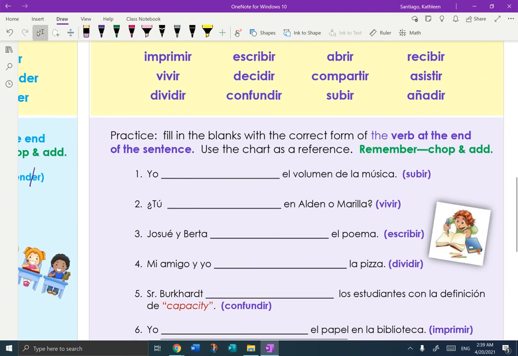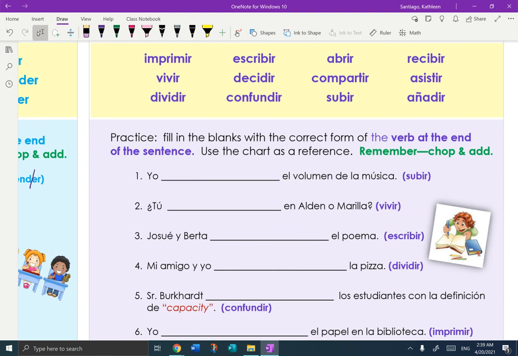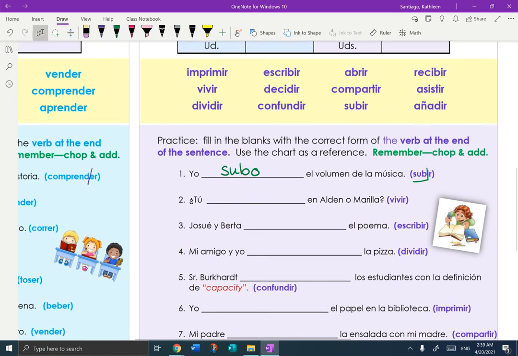Okay, again, let's do number one together. So, yo blank el volumen de la música. Okay, subir, I'm going to chop and add. So I'm chopping off the IR. It's a yo, so I'm going to add in the O. Yo subo el volumen de la música. Subir, remember to go up. Not only can people go up, but here the volume is going up.